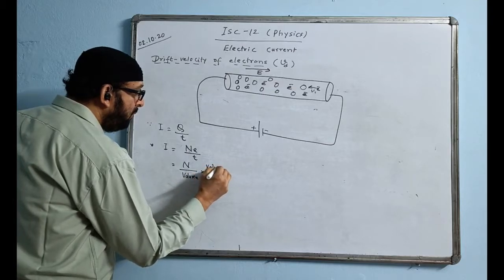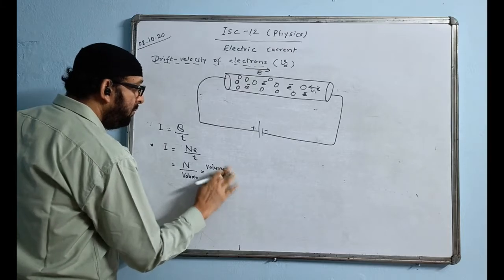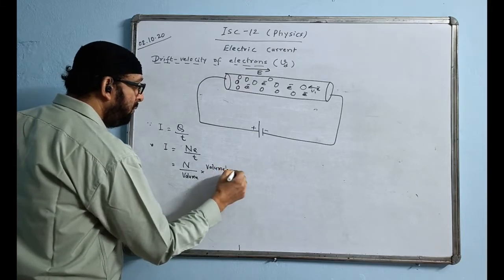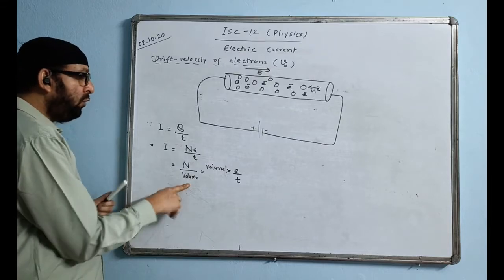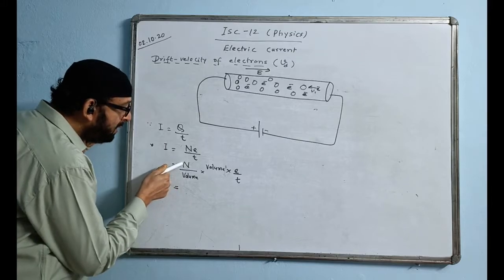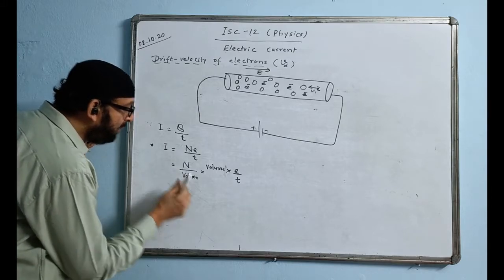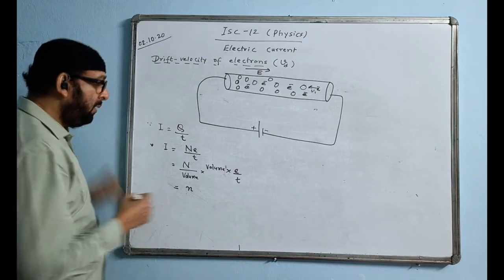Multiply also by volume, into volume, into E by T. So I will divide and multiply by the same quantity. Volume here also and volume there also. So number of N stands for number of electrons per unit volume, that will denote by small n. This is called concentration of electron.